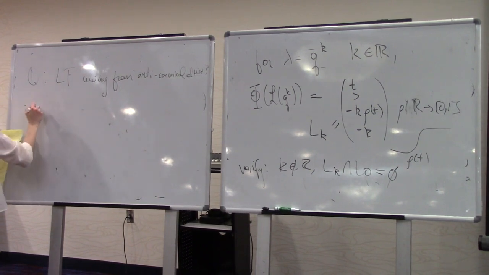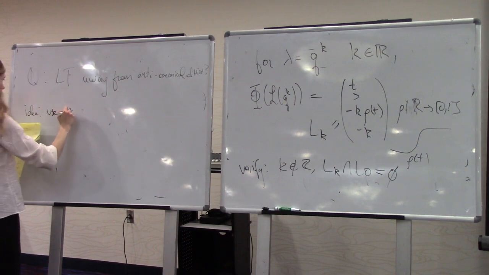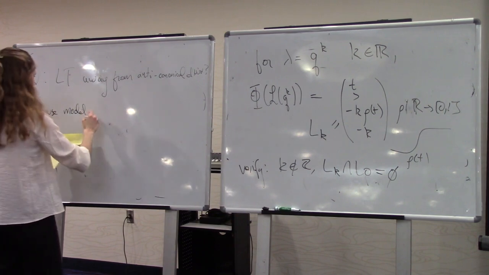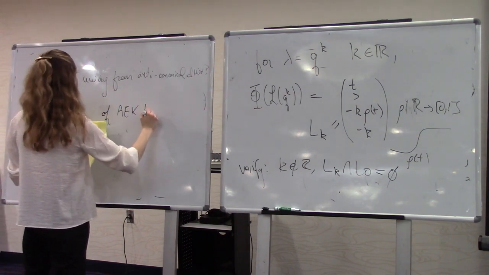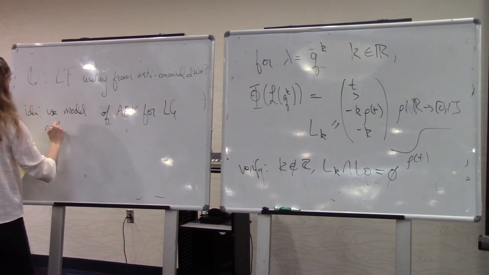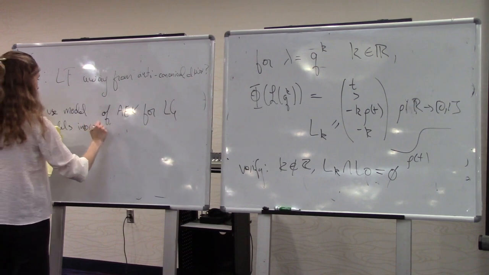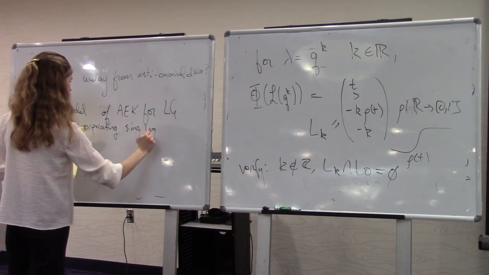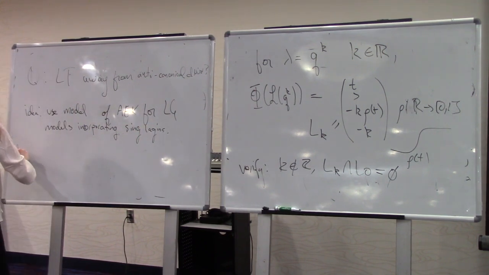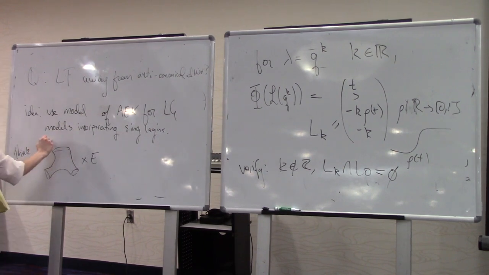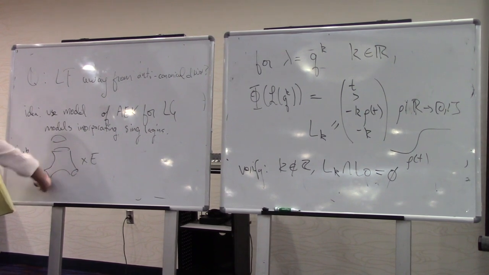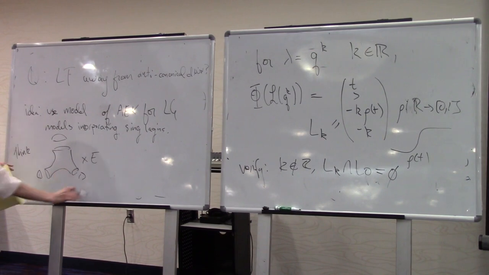So the idea is to use the model that we learned about this morning of Aru, Efimov, Katsarkov, for LG models, incorporating singular Lagrangians. So I want to think of, if I was doing log transforms over 3 fibers of P1 times E, what I could think about is breaking these fibers up using some sort of pair of pants like this, and then doing the mirror to the pair of pants construction that we learned about this morning.